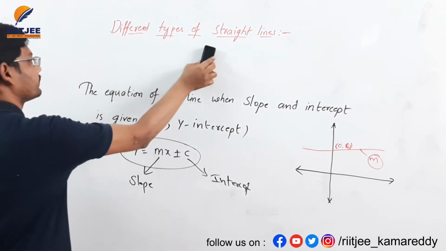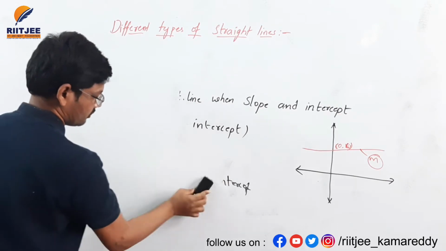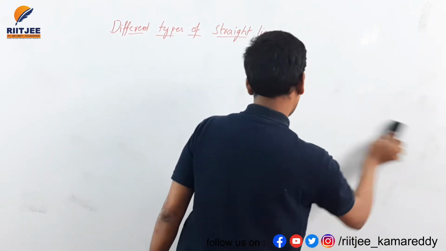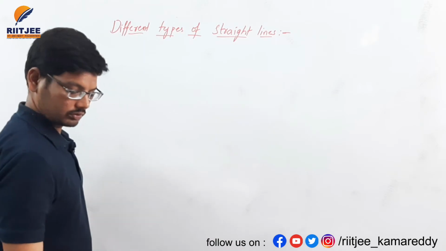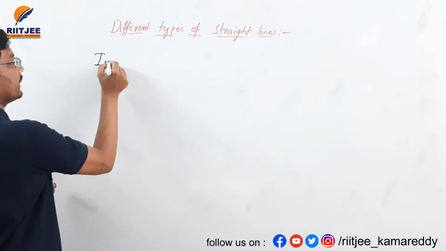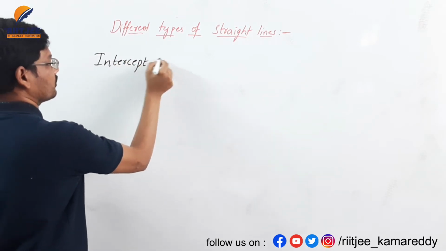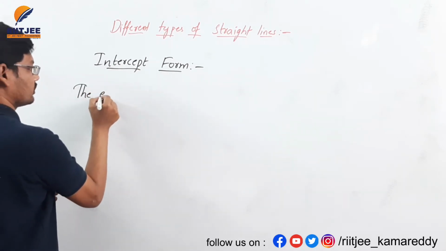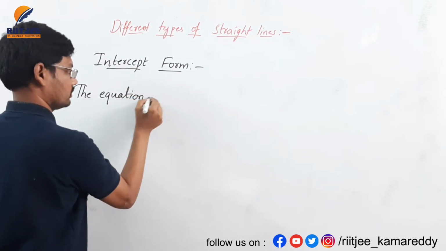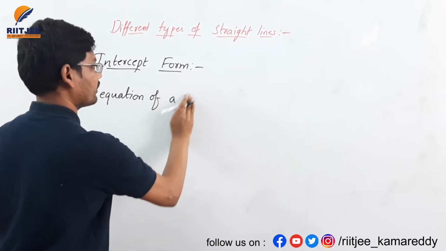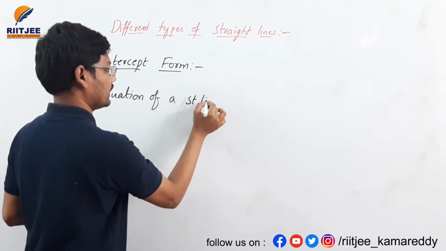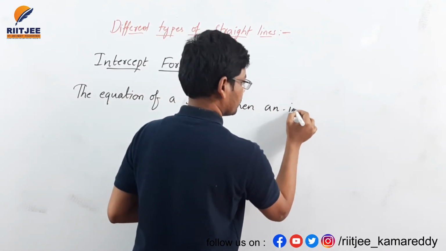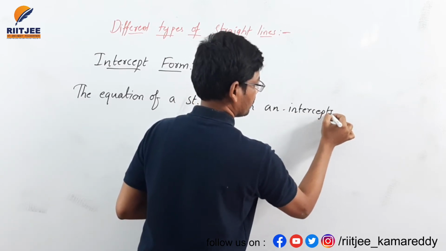And the next one is the intercept form. The equation of a straight line when the intercepts are given.